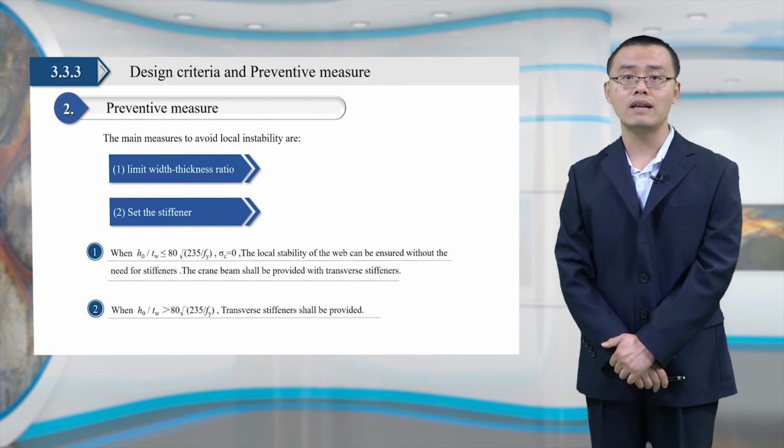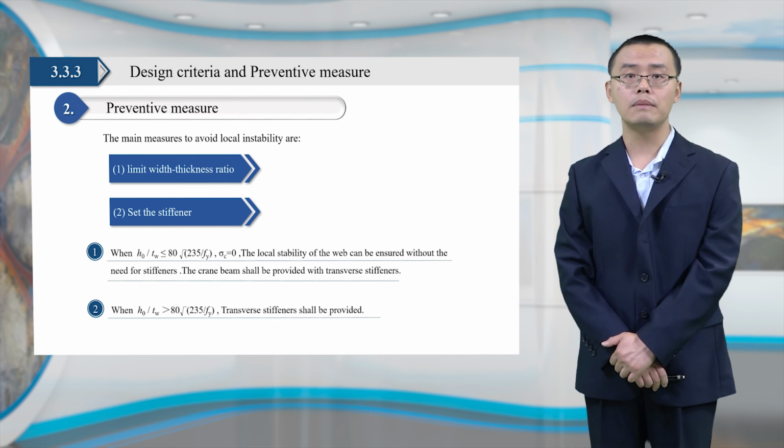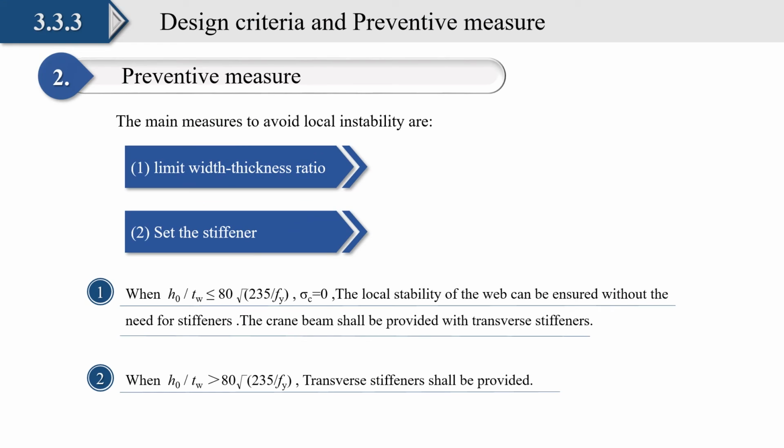Now let's look at preventive measures. The main measures to avoid local instability are as follows. Number 1, limit the width-thickness ratio. The second, set the stiffener. Concretely, when such ratio is satisfied, sigma c equals 0, the local stability of the web can be ensured without the need for stiffeners. The crane beam shall be provided with transverse stiffeners. The second, when such ratio is satisfied, transverse stiffeners shall be provided.